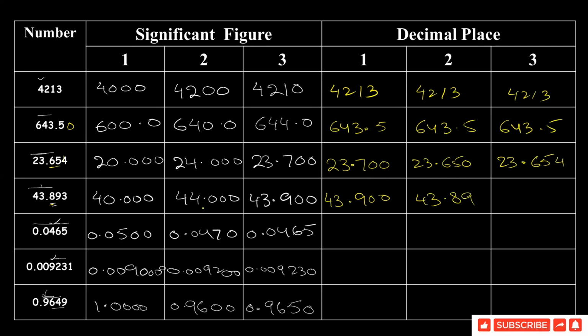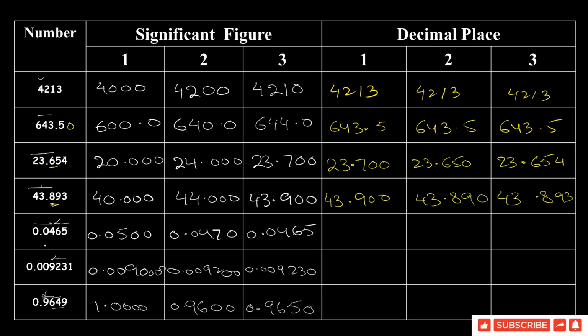43.89 because after 9 is a second decimal place, and after 9 you have 3, so you discard it and do not add any number to the previous digit 9. Now next one is 3 is the third decimal place. So you write here 43.893. Okay.